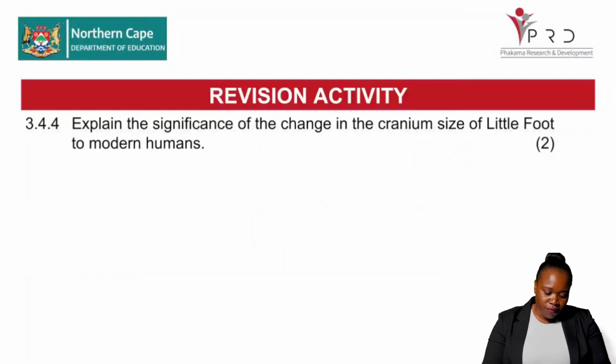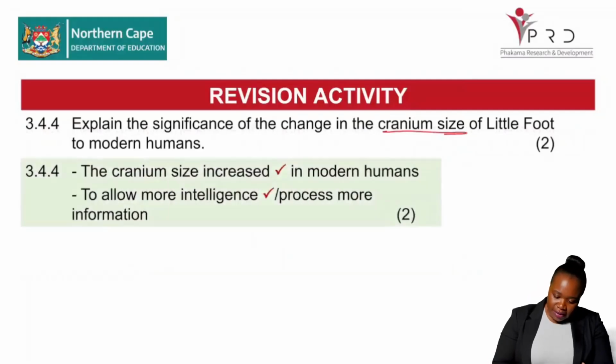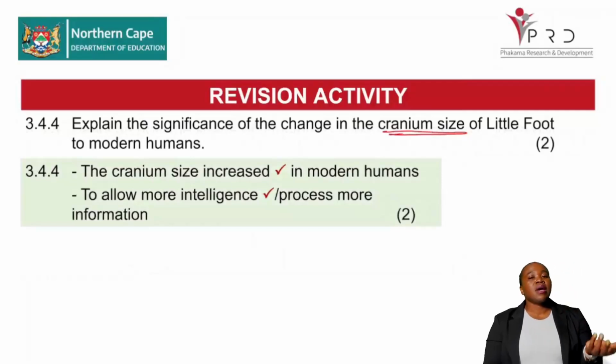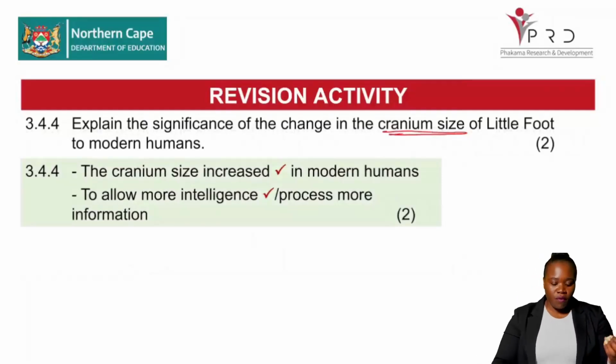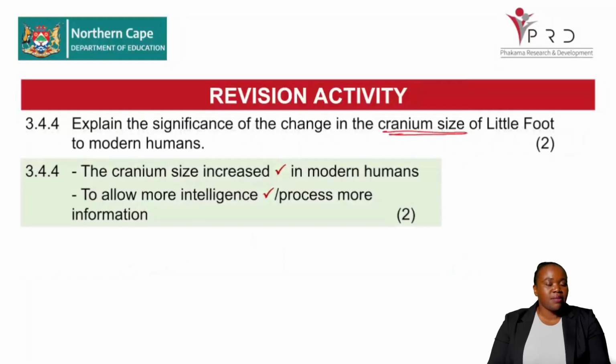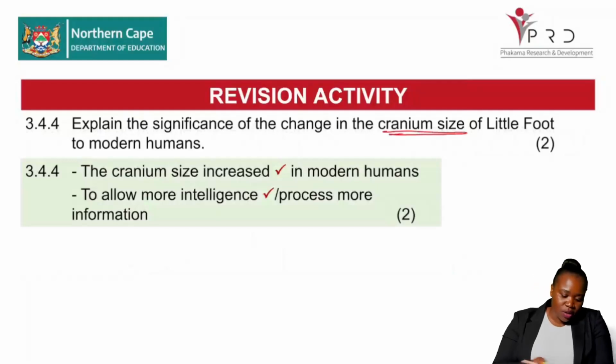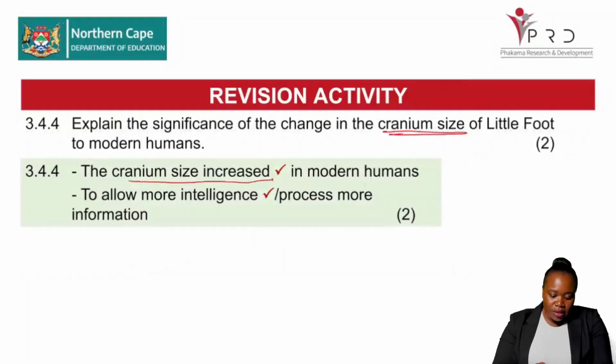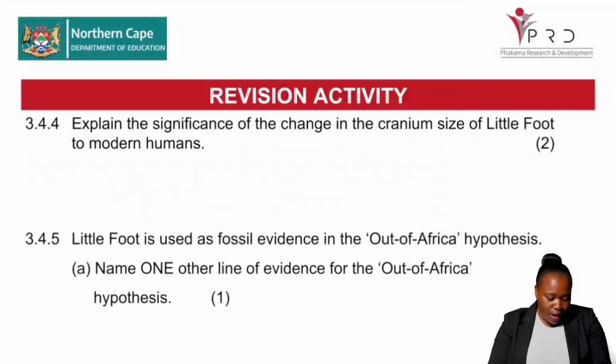Okay, 3.4.4. Explain the significance of the change in the cranium size of Littlefoot to modern humans. So the cranium size. Remember, when we're talking about the cranium size, we're going to look at the fact that in humans, the cranium size is bigger. Therefore, bigger brains, meaning more intelligence. So the cranium size increased in modern humans to allow for more intelligence or to process more information. Right. And then the next one.